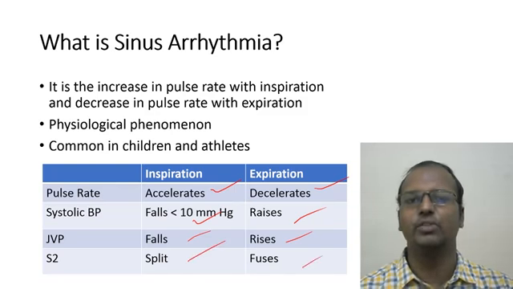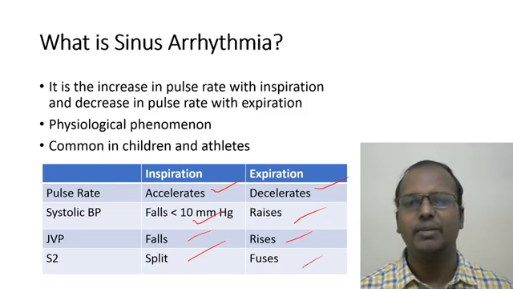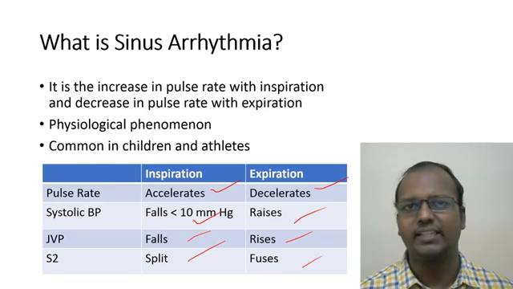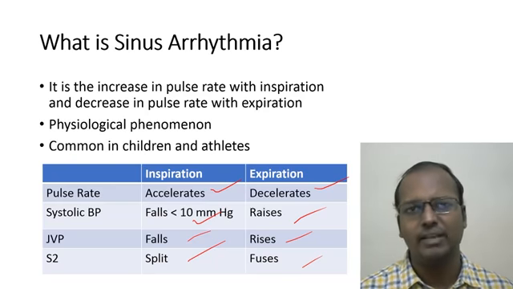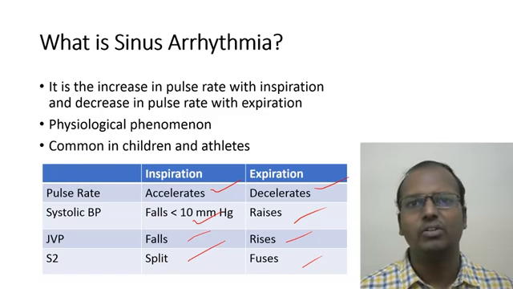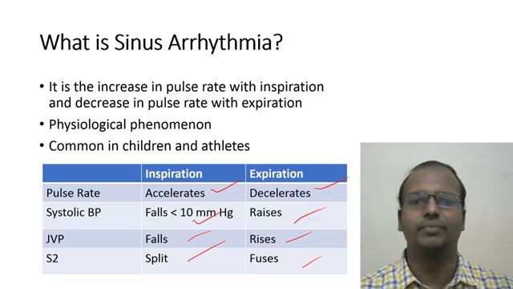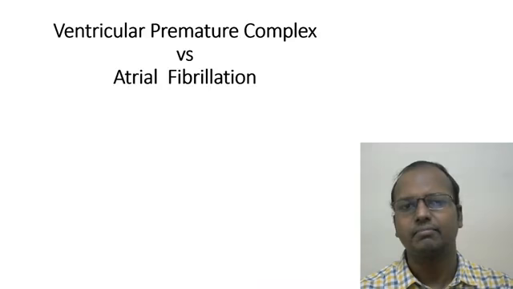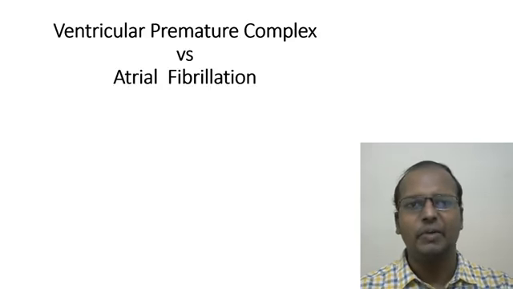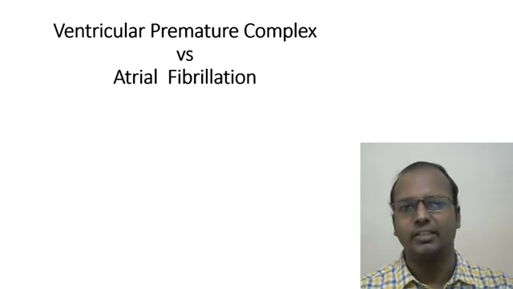S2 will be split in inspiration, whereas fused in expiration. Why is S2 split? Because a large amount of blood is flowing into the right side of the heart, and it takes a large amount of time for the right ventricle to empty into the pulmonaries. So that causes the pulmonary valve to close a little later. That causes the A2 P2 split. Understood?